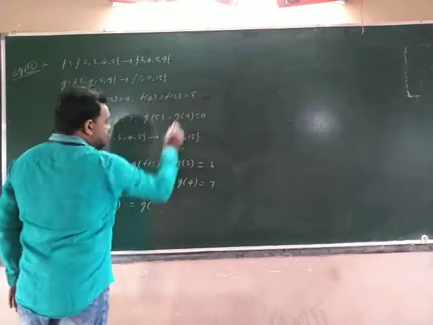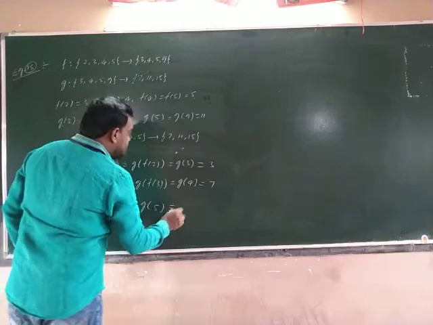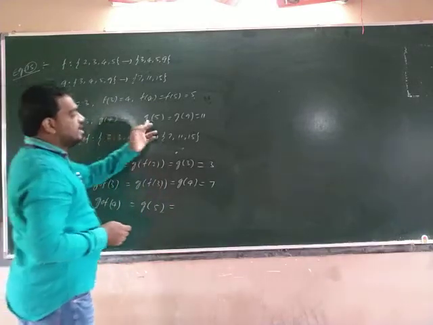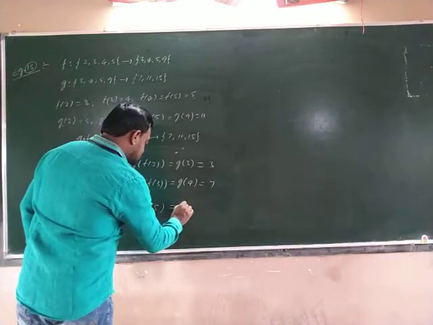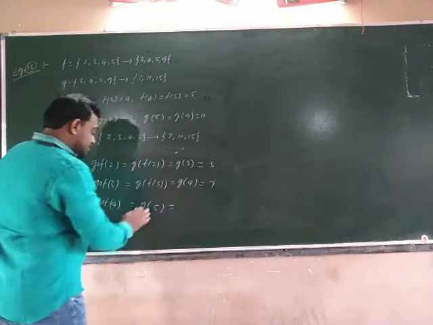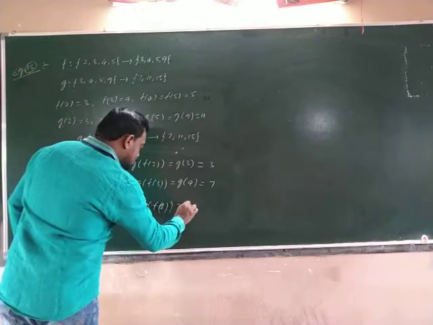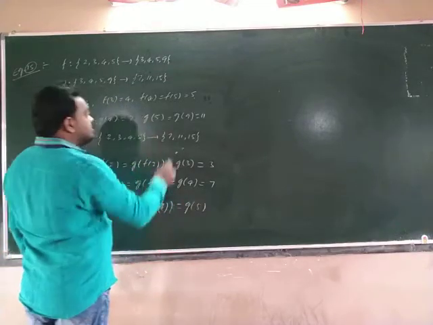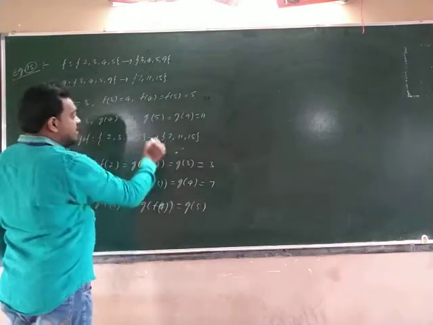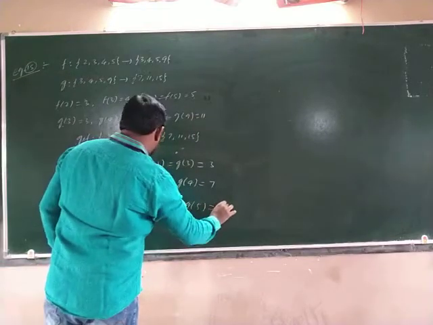F of 4 equals 5. Next, G of 5. So the value of G of F of 4 is G of 5, which equals 11.